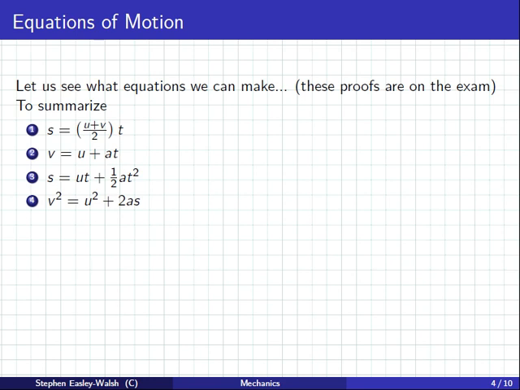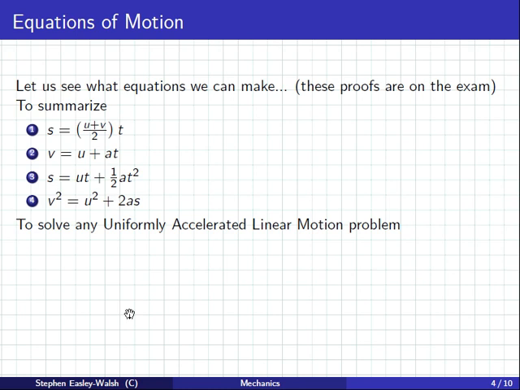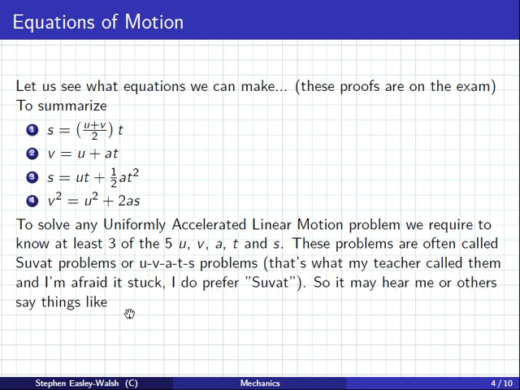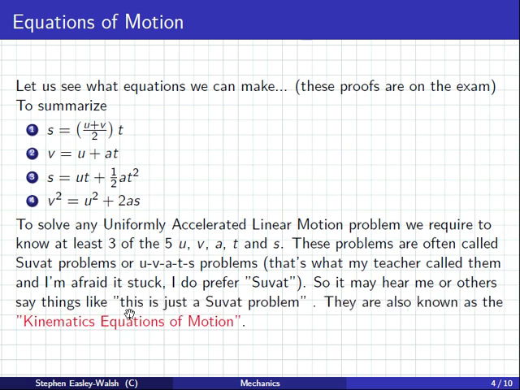To solve any problem we require to know at least 3 of the 5. So, for example, if you know U, V, A, you can get T, S. You need to know at least 3. These problems are often called SUVAT problems or UVATS problems. I usually call them UVATS problems. But in some books you might see them called SUVAT problems, or kinematic equations. Now, we'll need to have a look at some examples to make use of these formulas.